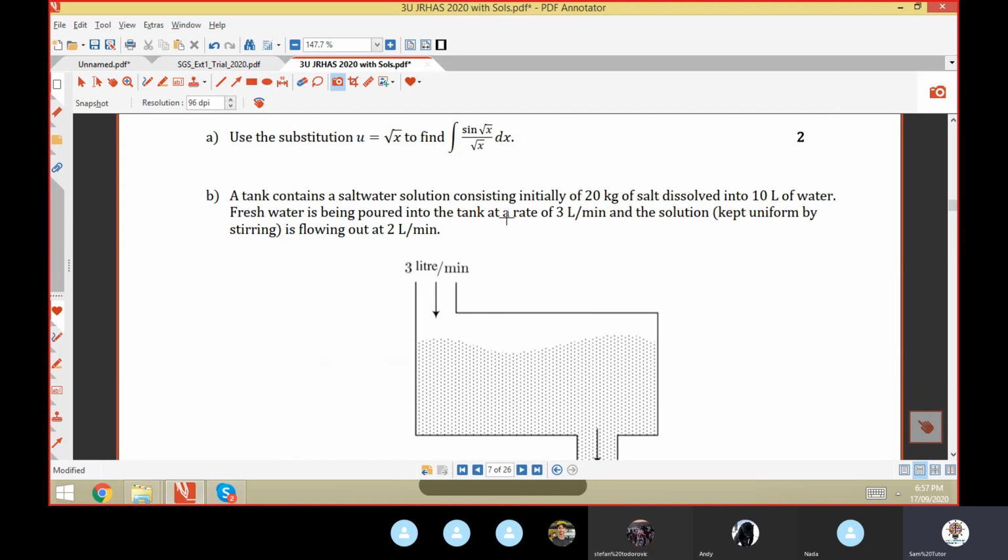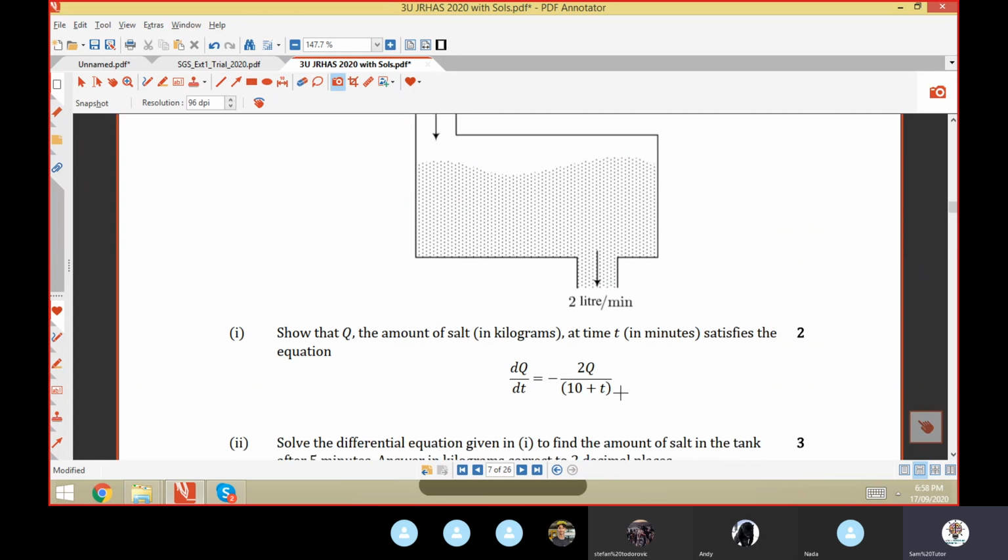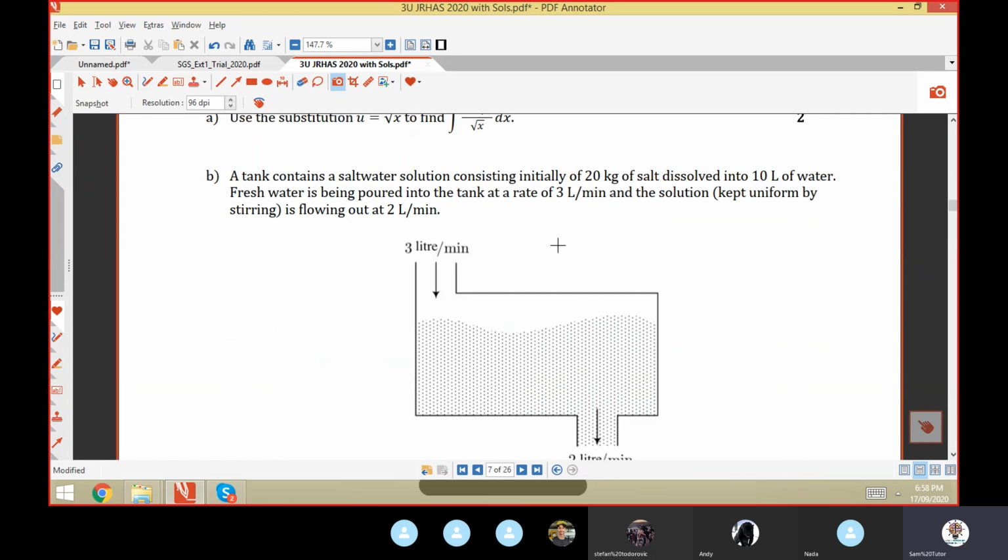A tank contains saltwater solution consisting initially of 20 dissolved. Fresh water is being poured into the tank at 3 liters per minute and the solution is flowing out at 2 liters per minute. Show that Q, the amount of salt at time t, satisfies the equation dQ/dt equals negative 2Q on 10 plus t.